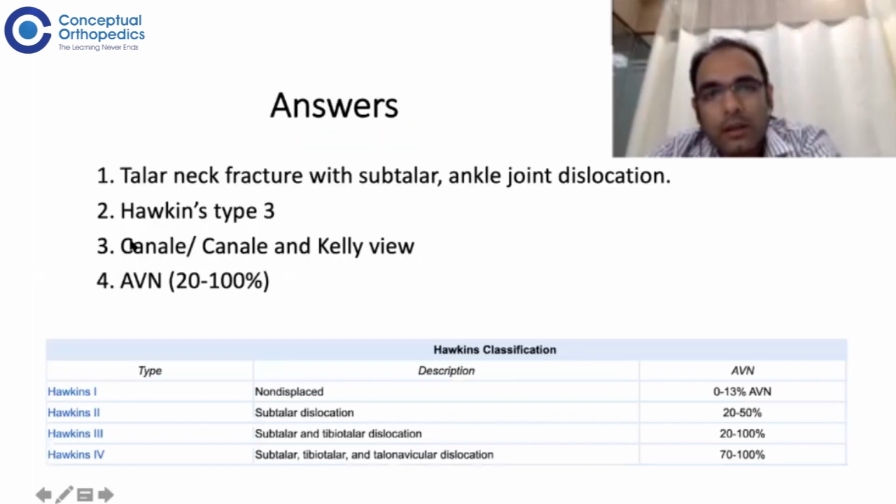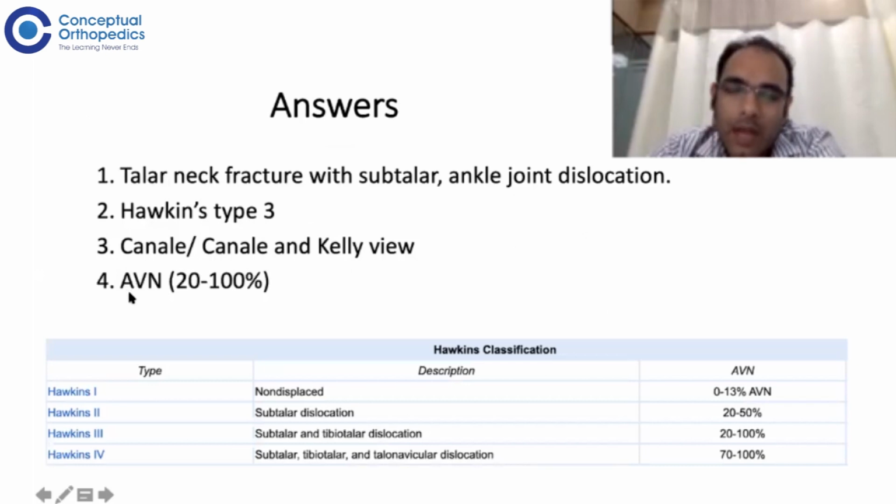If we look at the answer key, this is a talar neck fracture with subtalar and ankle joint dislocation, Hawkins type 3. The X-ray view is the Canale and Kelly view. And the incidence of avascular necrosis with these fractures would be 20 to 100%. This is the Hawkins classification that I was talking about, and it has given a description and the risk of AVN as well. Hawkins type 4 has the highest risk of AVN, which ranges from 70 to 100%.